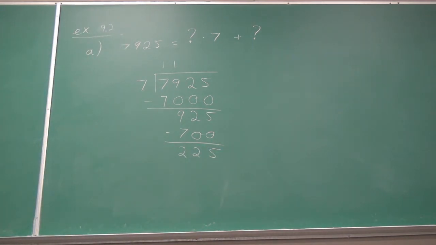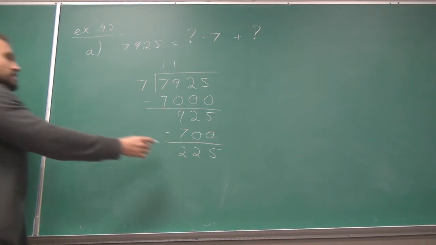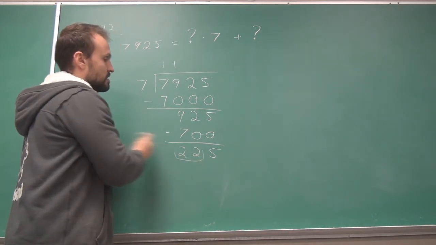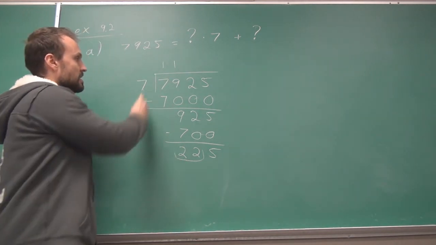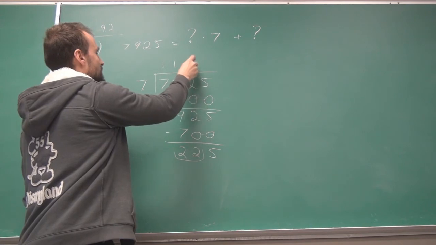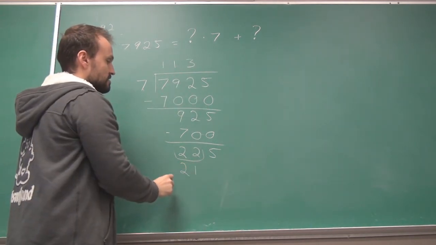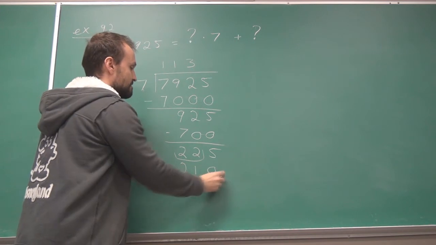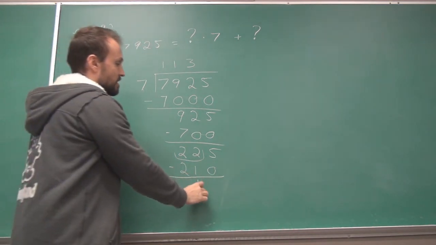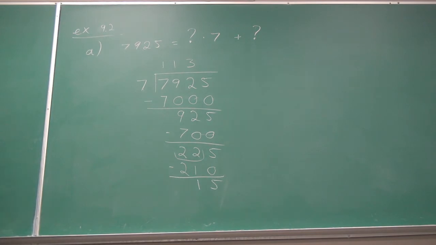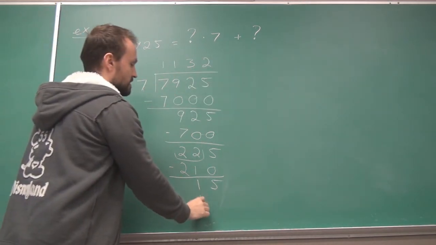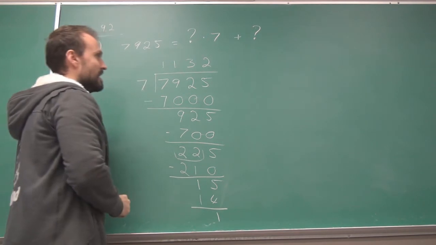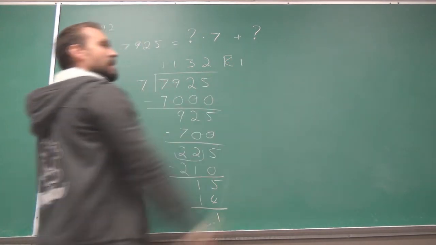That's okay. Now I can't fit 7 into this guy anymore, but I can look at the 22 there, which isn't really 22. It's just a convenient way of looking at it. 7 goes into 22 3 times. 3 times 7 is 21. I'm going to squeeze this in here, which is really 210. Take that away, I have 15 left. I think I'm going to make it. 7 goes into 15 twice. 2 times 7 is 14. I have 1 left, and that'll be my remainder.